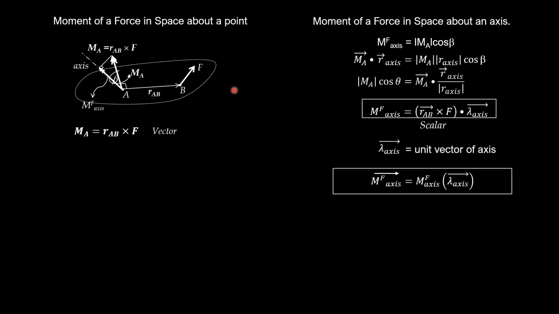So it is a vector, and it is simply dotting the moment of the force about A, which is a vector, R_AB cross F or R cross F, then dot with the unit axis vector. And it is a scalar, and if you want to express it in vector form, that value in scalar, positive or negative, should be multiplied by the unit axis vector so that it becomes a vector.